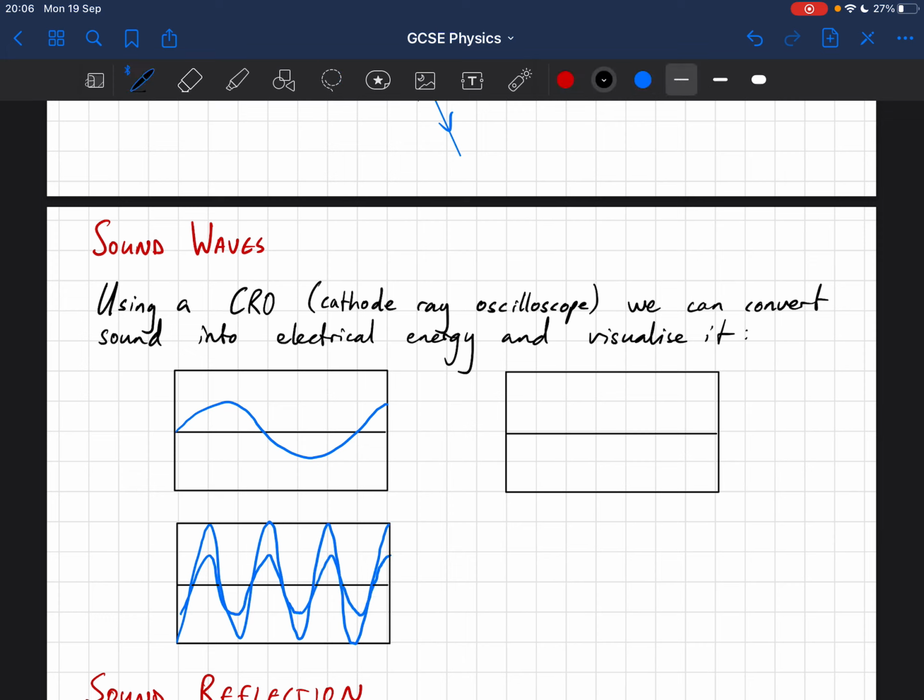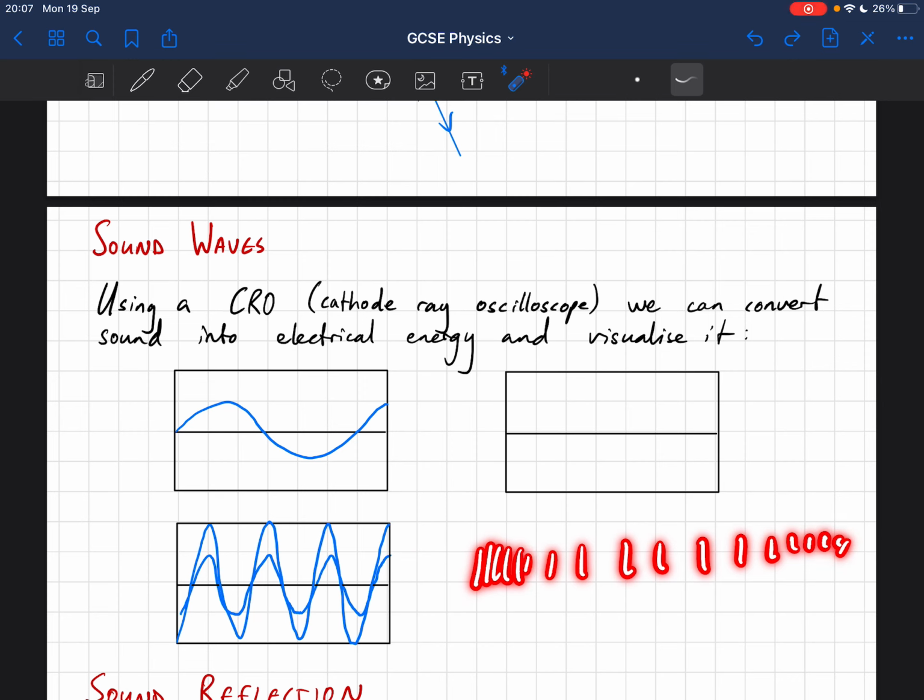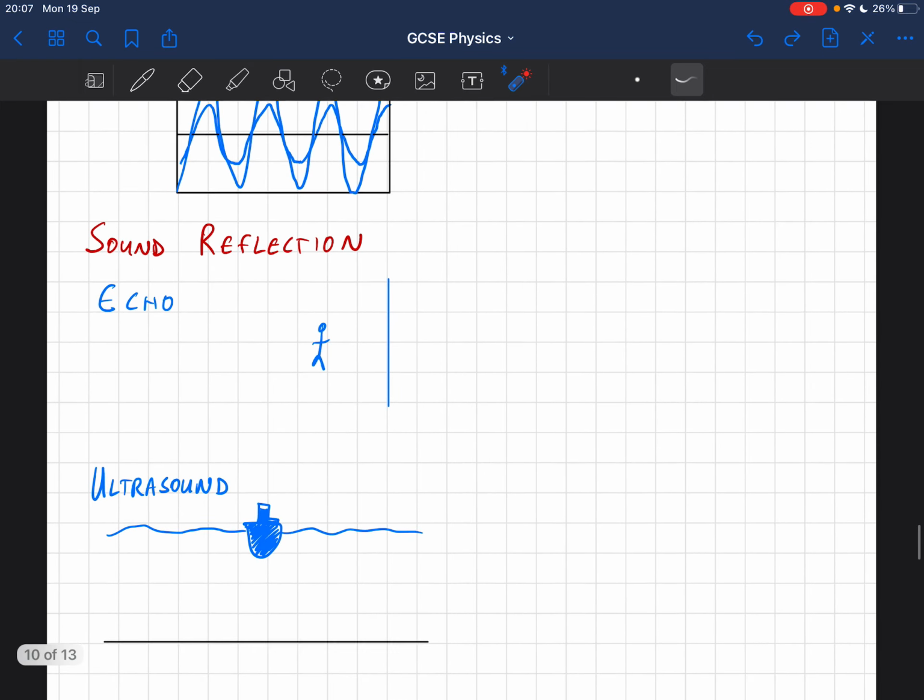So we know that sound waves are longitudinal waves, and they don't actually take this waveform. The waveform that they actually take is the sort of compression and rarefaction side of things. Okay, but this is just a way of converting it into electrical energy so we can visualize it a bit better. So sound does reflect.